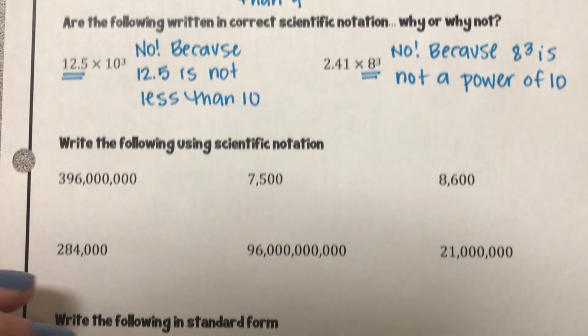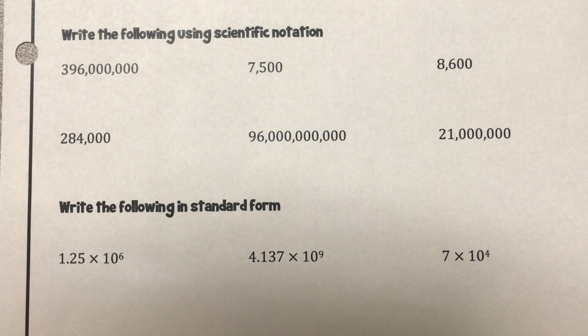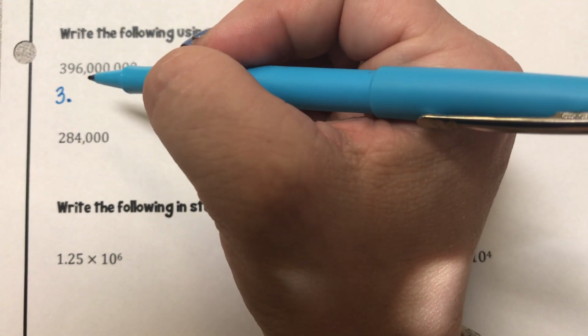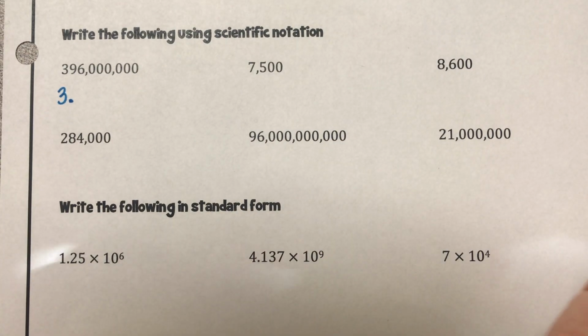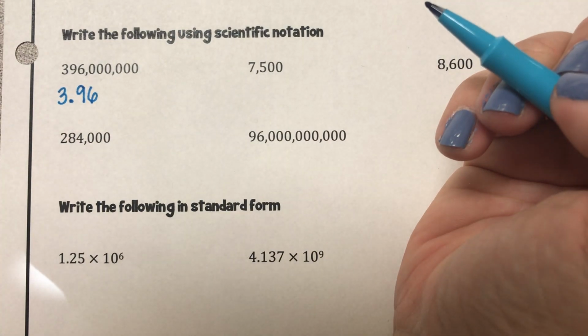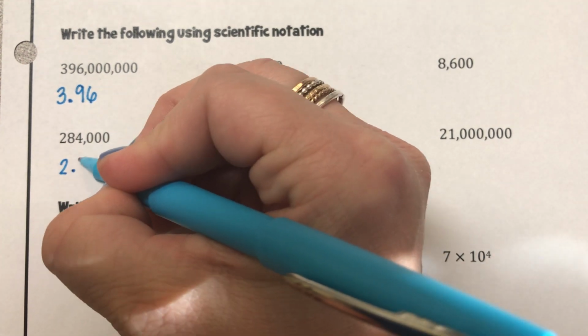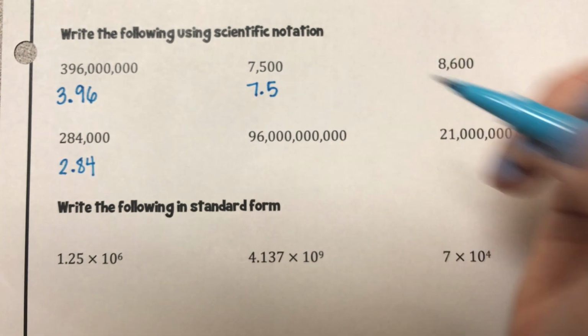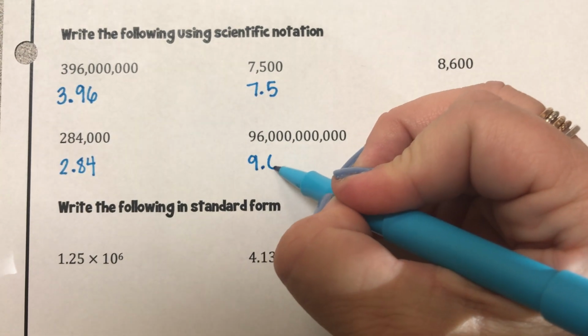So what we're going to do next is we're going to take these numbers and write them in scientific notation. So the first step is to place our decimal point, and we always want to place it after the first number. Okay, so I'm going to put it after the 3. And then I write the digits all the way until I get to the last number that's not a 0. So this one I would write 3.96. This one I would write 2.84. This one I would write 7.5. This one I would write 9.6.